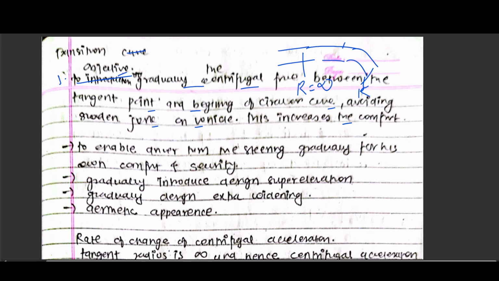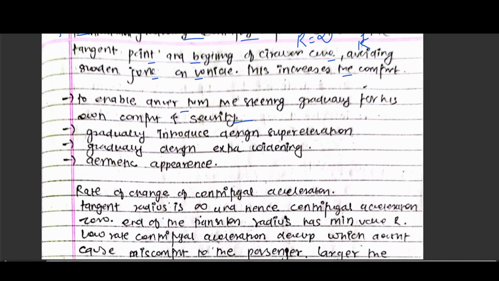The second point we have written is to enable the driver to turn the steering gradually for his own comfort and security. If we suddenly provide the circular curve, then the driver needs to put a lot of effort into turning the steering wheel. That will cause a security threat as well, because the vehicle may not turn properly.